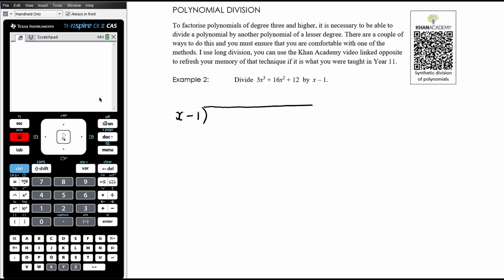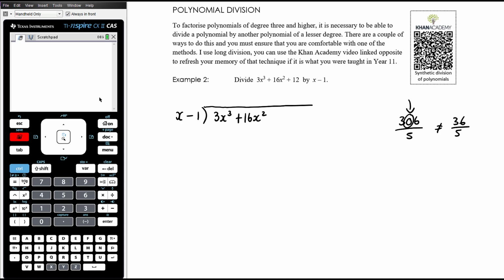Anyway, I'm going to do long division. We're going to divide x minus 1 into the cubic 3x cubed plus 16x squared. Now it's really important, in the same way that when we divide numbers, 306 divided by 5 is not the same as doing 36 divided by 5. We can't just omit a digit in a number because it's 0.